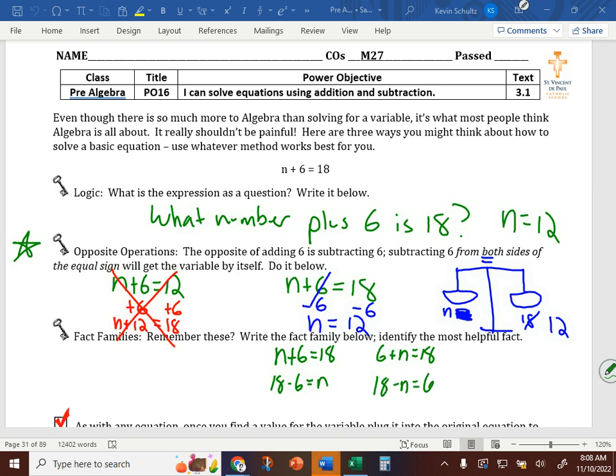Basically, a fact family is taking 3 terms and writing all the true statements that you can. If n plus 6 is 18, that means 6 plus n is 18. It also means that we can get n by subtracting 18 and 6, or if we subtract n from 18, we'll get 6. Anthony, bubbles, man. Okay? So the fact family are all those true equations that we can write.